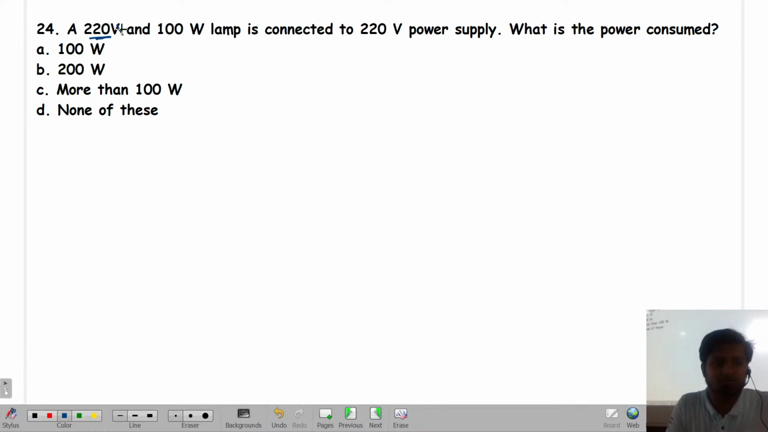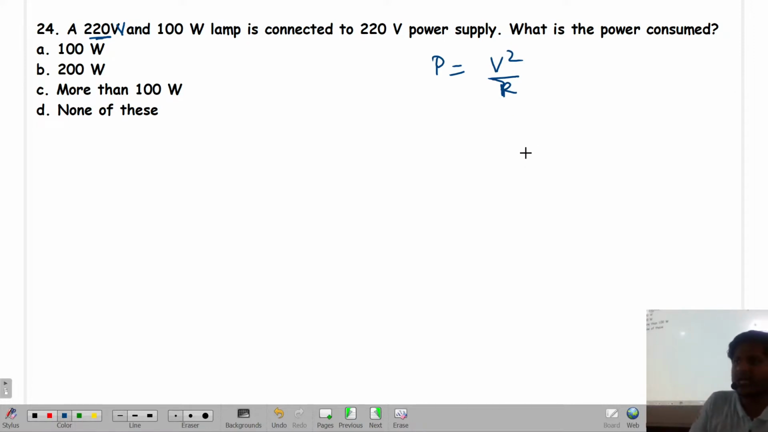Sorry, it should be: a 220 watt and a 100 watt lamp is connected to a 220 volt power supply. What is the total power consumed? You have to calculate, got it or not? Is it going to be more than 100, less than 200? Tell me. If I am connecting, try to understand. P is equal to, what is the relation? P is equal to V square by R or not?